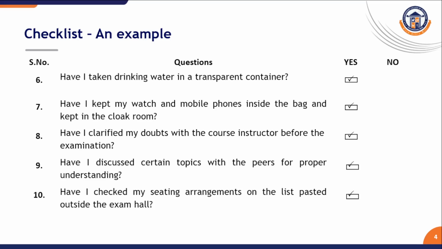Have I kept my watch and mobile phones inside the bag and kept in the cloakroom? Yes. If it is so, put the tick mark under yes column.